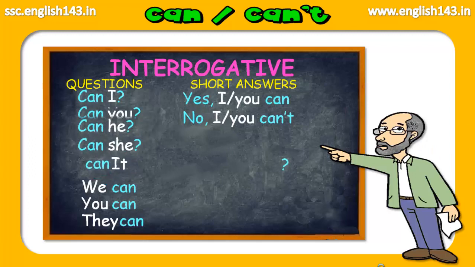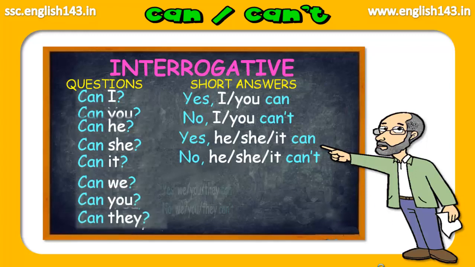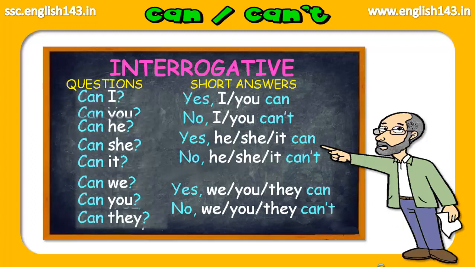Can he? Can she? Can it? For these three questions, if the answer is positive, you can say yes, he can. Yes, she can. Yes, it can. But if the answer is negative, the answer will be no, he can't. No, she can't. No, it can't. And can we? Can you? Can they? The answer will be, if positive, yes, we can. Yes, you can. Yes, they can. If the answer is negative, no, we can't. No, you can't. No, they can't. Thus, inverting the place of subject and verb, we can make questions or change affirmatives into interrogatives.